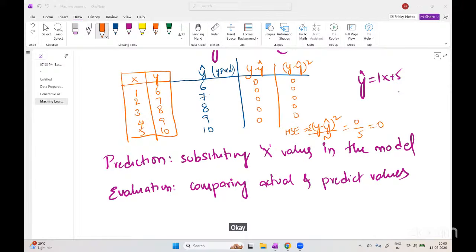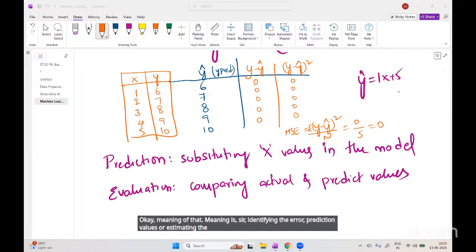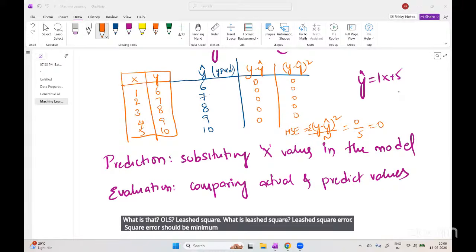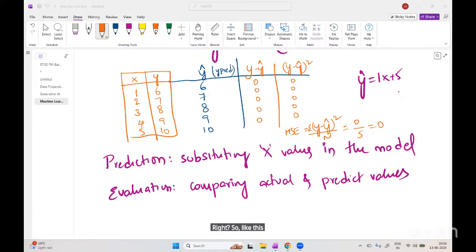Meaning is identifying the prediction values or estimating the values which give the least square error. What is OLS? Least square. What is least square? Least square error. Square error should be minimum. Right? So like this, the interview questions would be there.